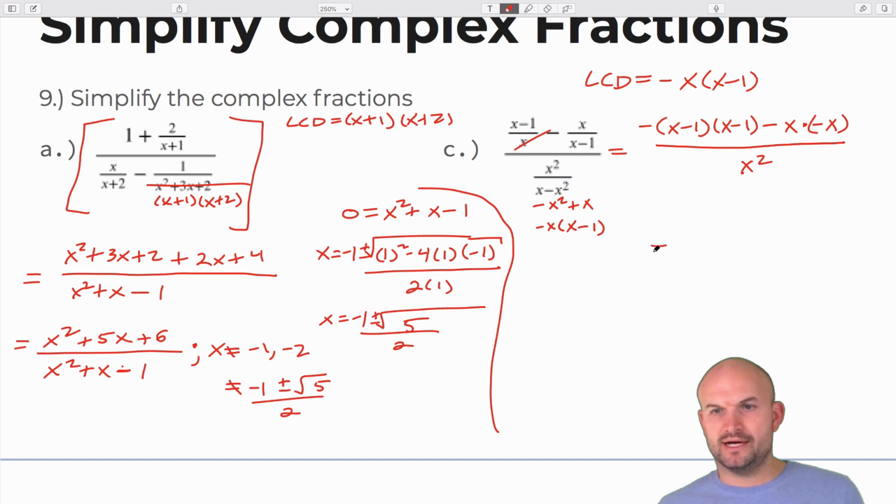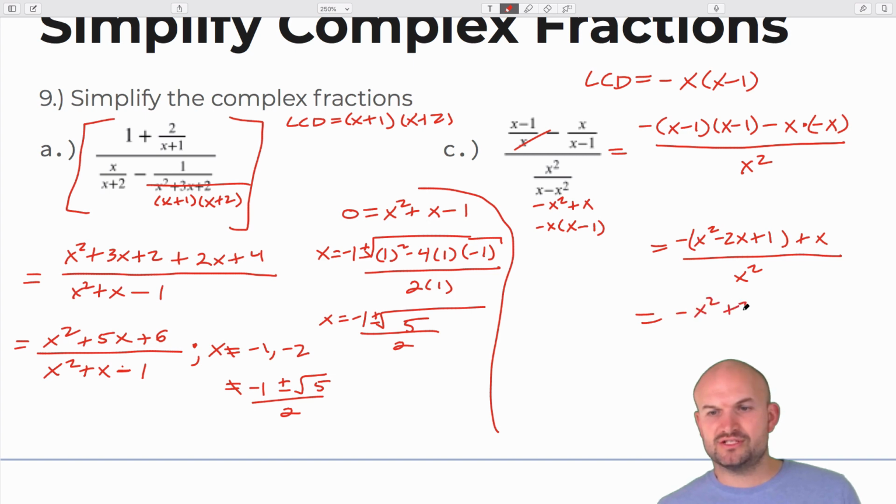All right, so this is because it's going to produce a perfect square trinomial, which is going to be x squared minus 2x plus 1. Negative x times negative x is going to be a positive x squared. Now, all over x squared. Let's go ahead and distribute that. Negative x squared plus 2x minus 1 plus x all over x squared.